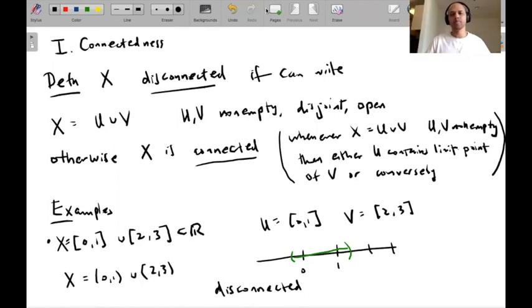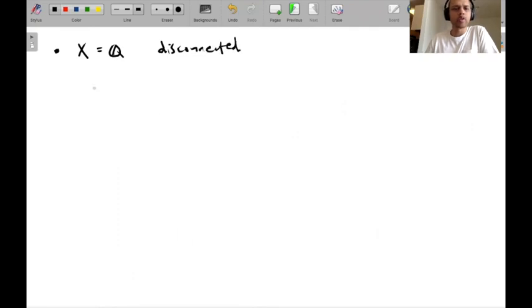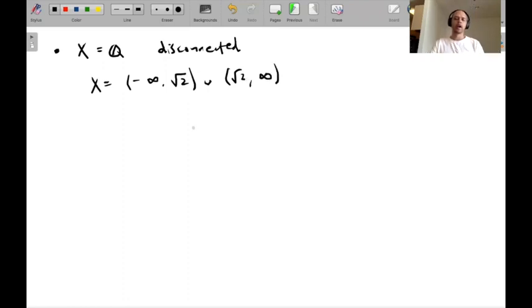Okay, another example. Let's take X to be Q. This is also disconnected, since we can write X as, here's one way to do it, two open intervals whose union is X and they're disjoint. Here we're using that square root of 2 is irrational to make this work.